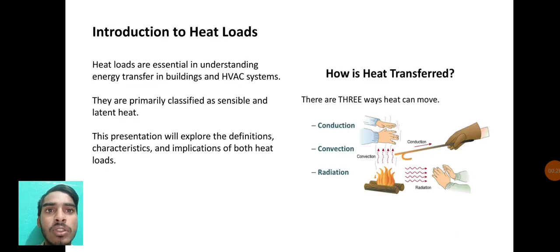Introduction to heat loads. Heat loads are essential in understanding energy transfer in buildings and HVAC systems. They are primarily classified as sensible and latent heat. This presentation will explore the definitions, characteristics, and implications of both heat loads. How is heat transferred? There are three ways heat can move: conduction, convection, radiation.